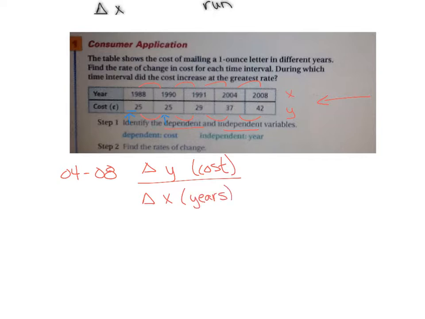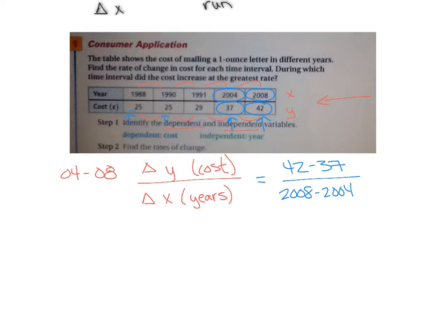Okay, so we're going to look at the cost first. And we have 42 and 37. So we're going to subtract the second cost minus the first cost. So we're going to subtract 42 minus 37. And then the same thing for years. The year you see second comes first, minus the year you see first.